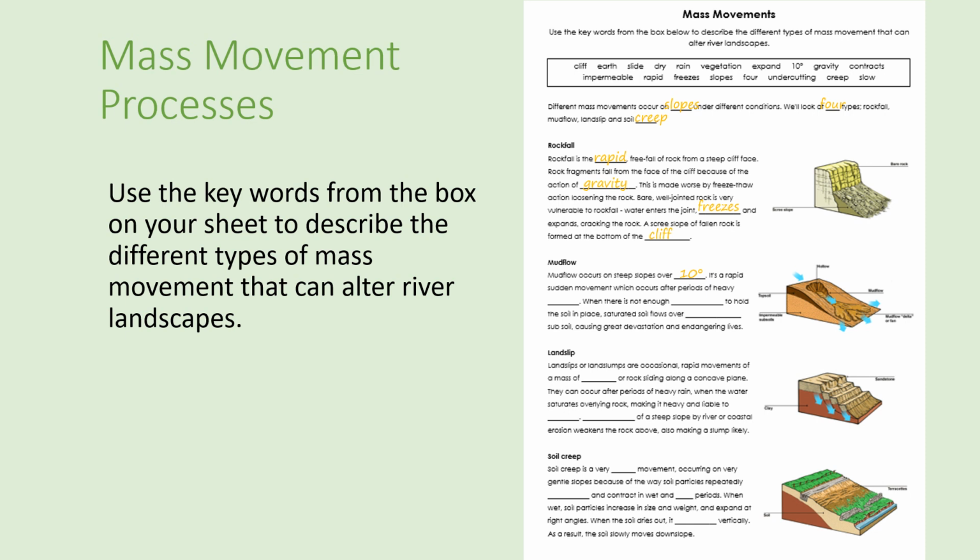A rapid sudden movement which occurs over a period of heavy rain. This is when the soils turn to mud. When there's not enough vegetation to hold the soil in place, saturated soil flows over impermeable subsoil. What does that mean? Impermeable means it can't absorb water. So the top layer of soil gets absolutely soaked. Okay, that's what we mean by saturated. It turns to mud and it flows over there.